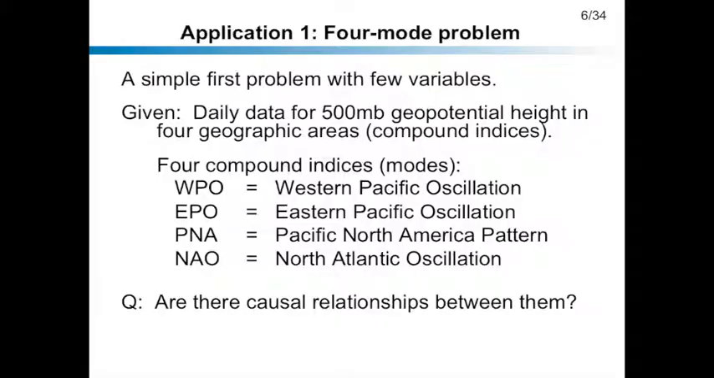And there are 4 compound indices that we're interested in. WPO is the Western Pacific Oscillation, EPO, Eastern Pacific Oscillation, PNA, Pacific North America pattern, and NAO is the North Atlantic Oscillation. All you need to know is that these are 4 compound indices, and we just want to know what the potential causal relationships between those 4 variables could be.